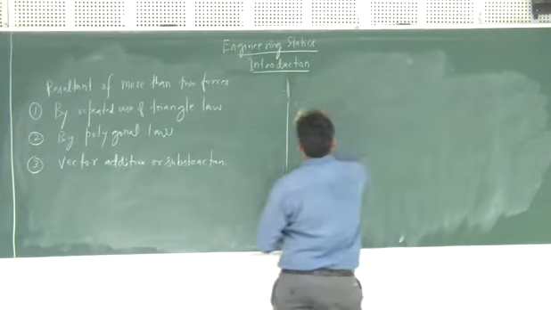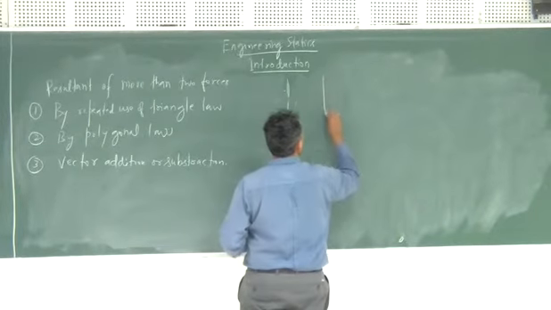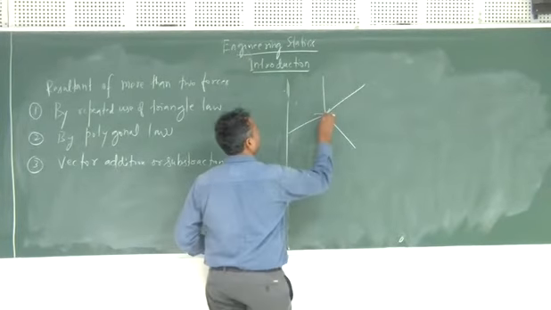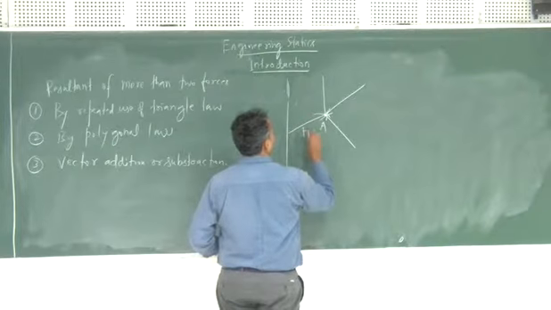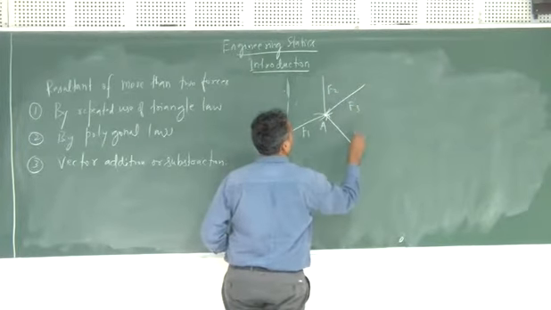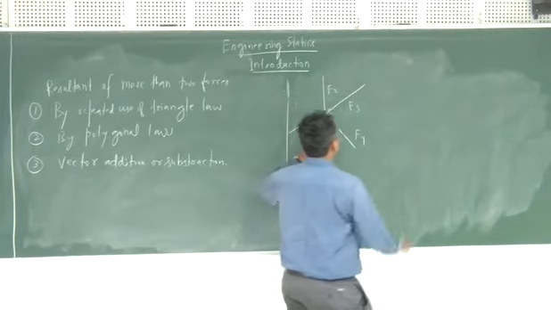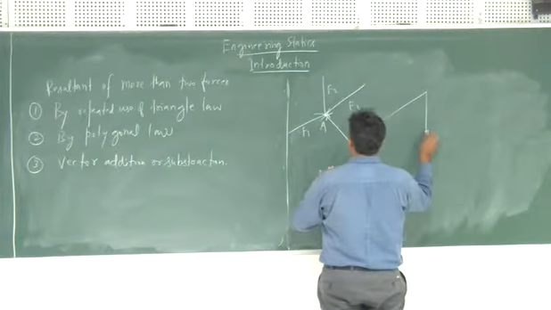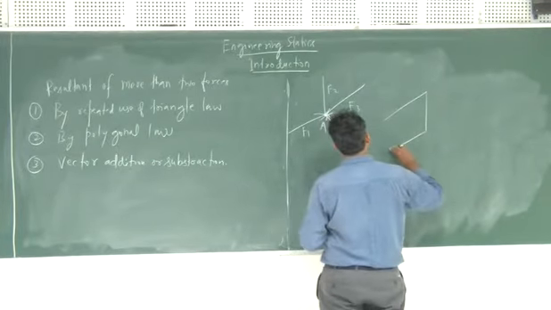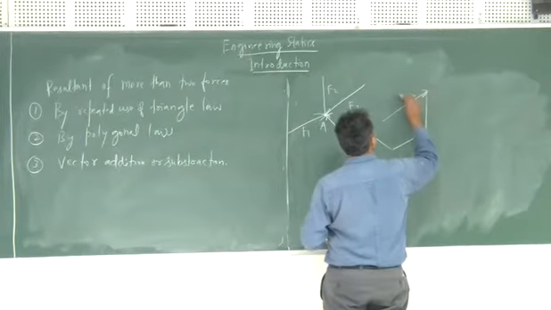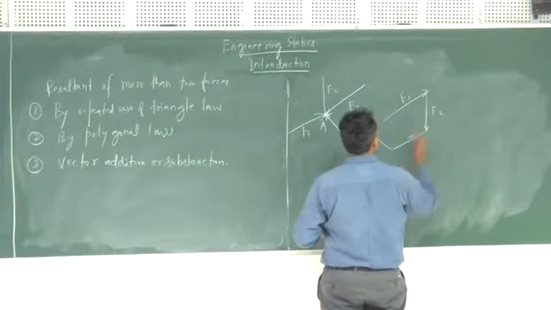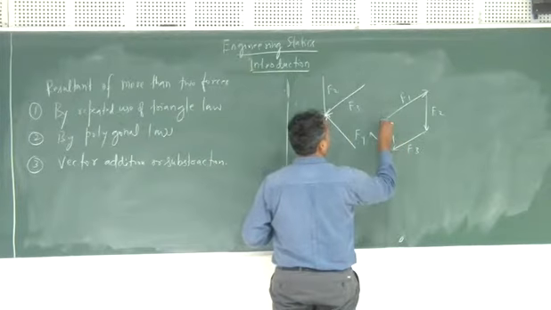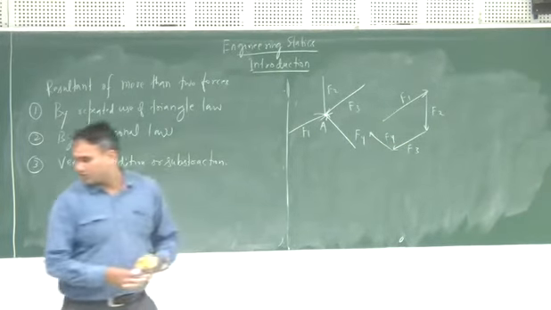For example, if there is a point where forces are acting in this direction, this direction, this direction, this direction. Okay, this is a particle A. So this is F1, F2, F3, F4. Now if I want to write all these forces, you see that this will form things like this. This is your F1, this is your F2, this is your F3, right? And this is your F4.